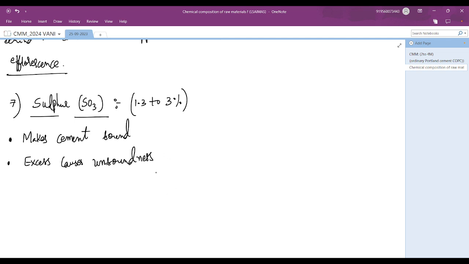Excess causes unsoundness, and this unsoundness caused by the sulfur we sometimes ignore, because the amount of sulfur present in the cement is very less. Therefore, unsoundness caused by the sulfur alone can be ignored. Now, what are the constituents that cause unsoundness? This can be expected as an objective question. So, what are the constituents of cement that cause unsoundness?